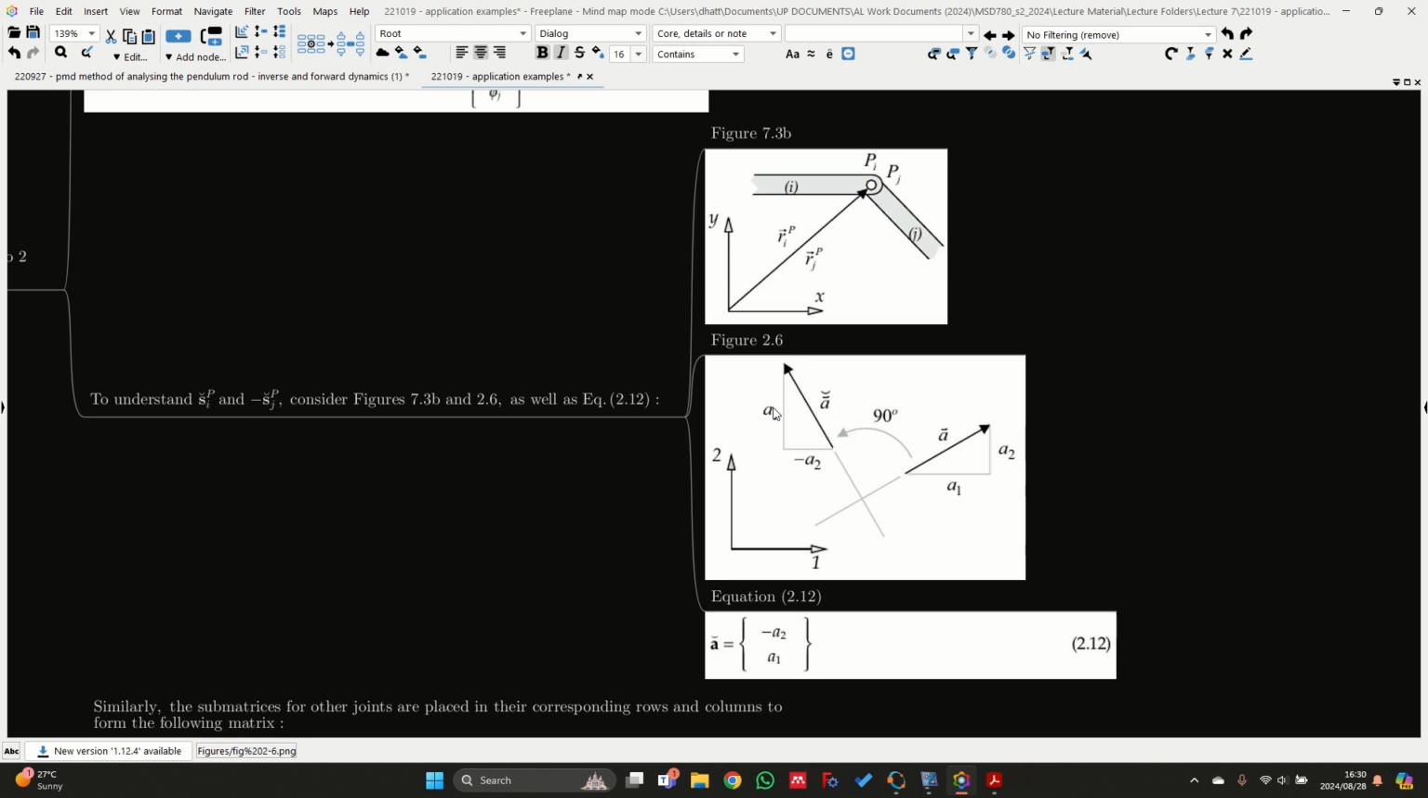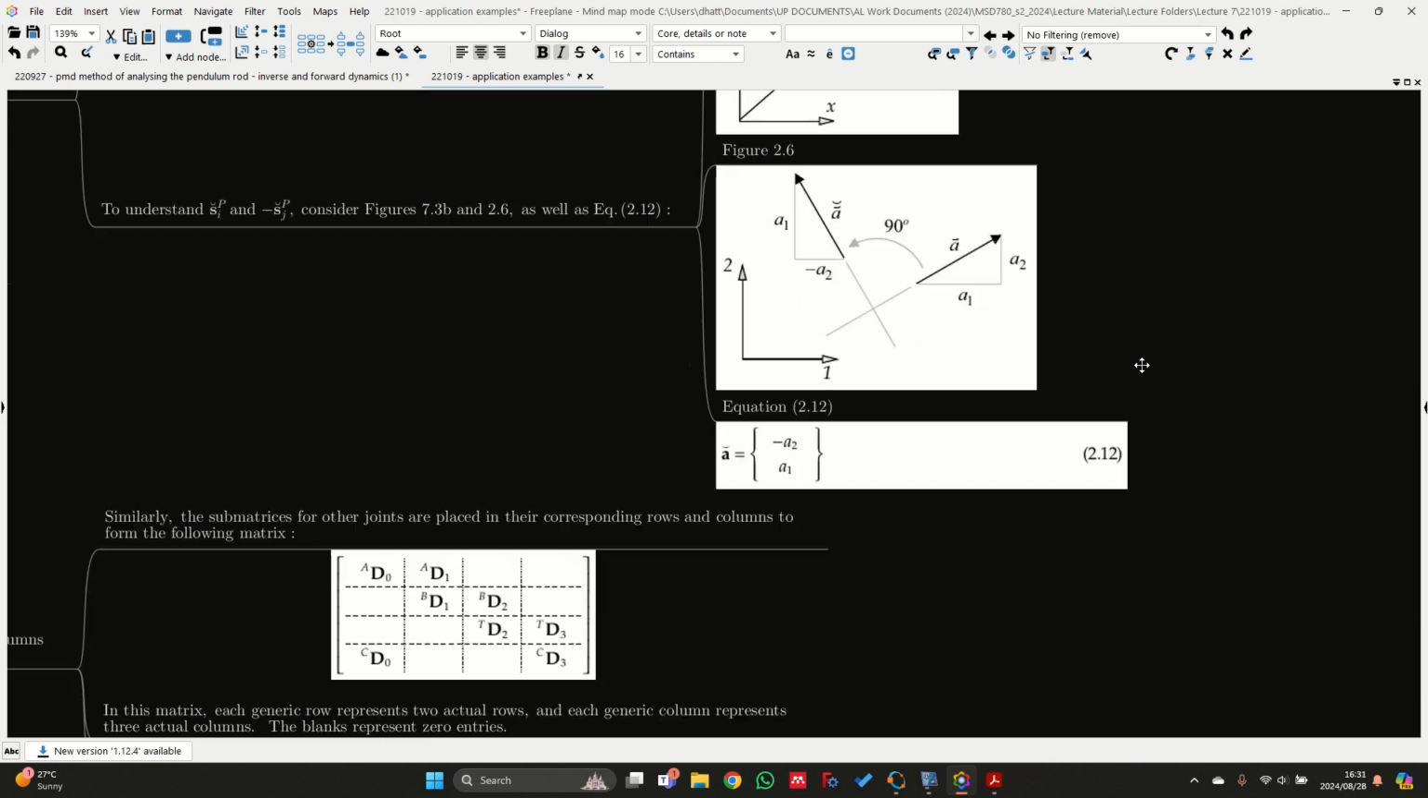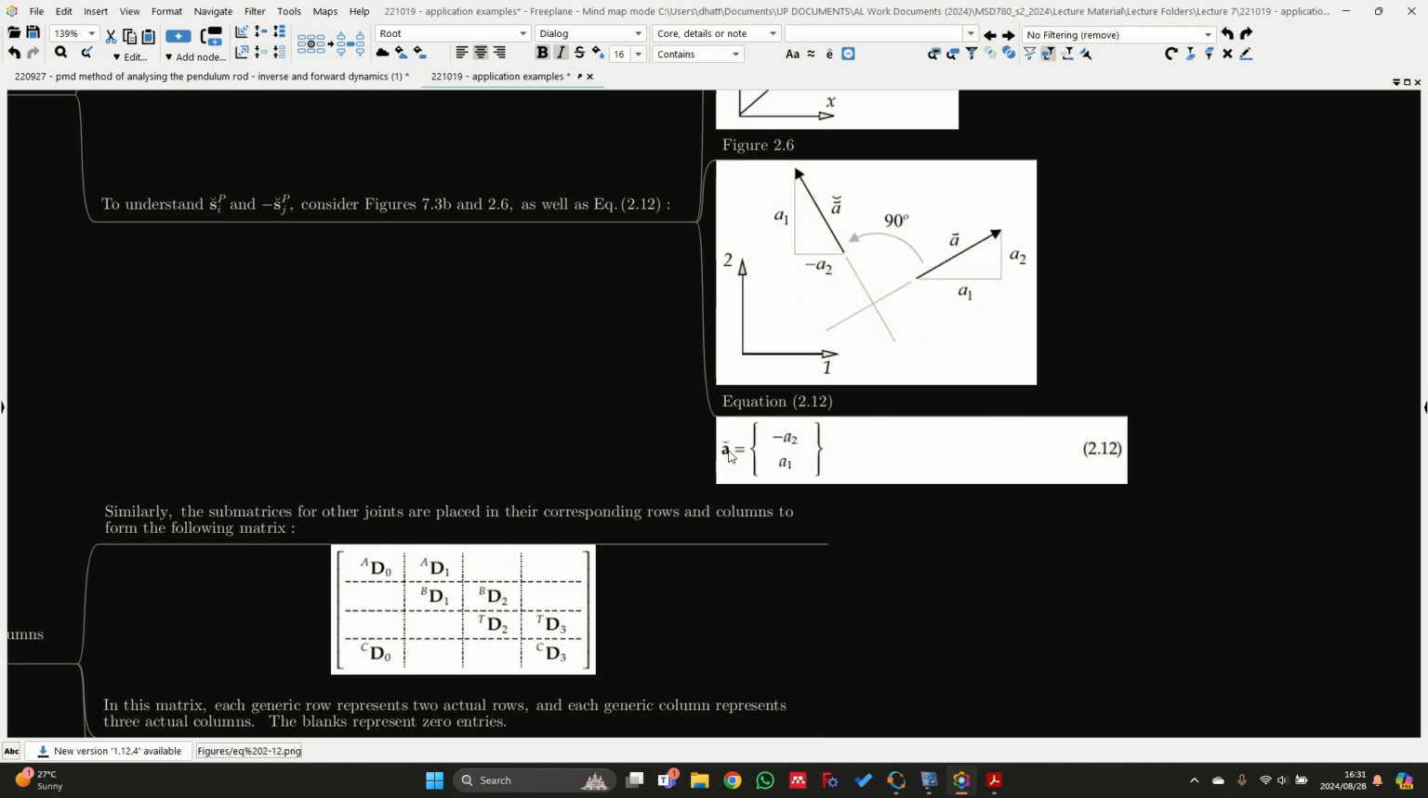Now, the rotation of these vectors is discussed by means of figure 2.6. In this case, we have a vector A, and if we break it up into its components, we have A1 and A2, since we're using a 1-2 axis system over here. Whenever we rotate this type of vector, we simply rotate it counterclockwise 90 degrees, and then we end up with this A rotated over here. Now we can see that the X component, or the 1 component, is minus A2, and the 2 component is A1. And equation 2.12 can then be used to express A rotated.